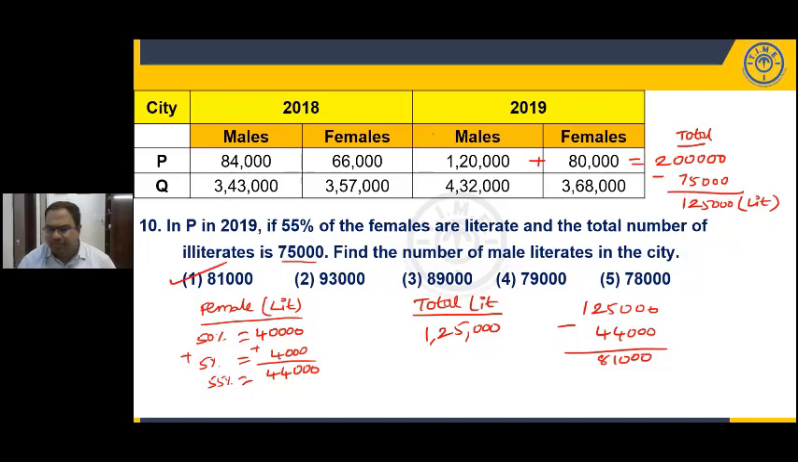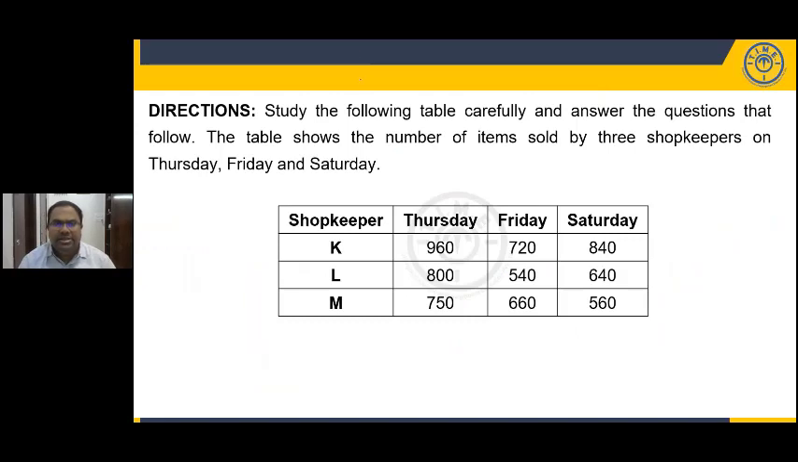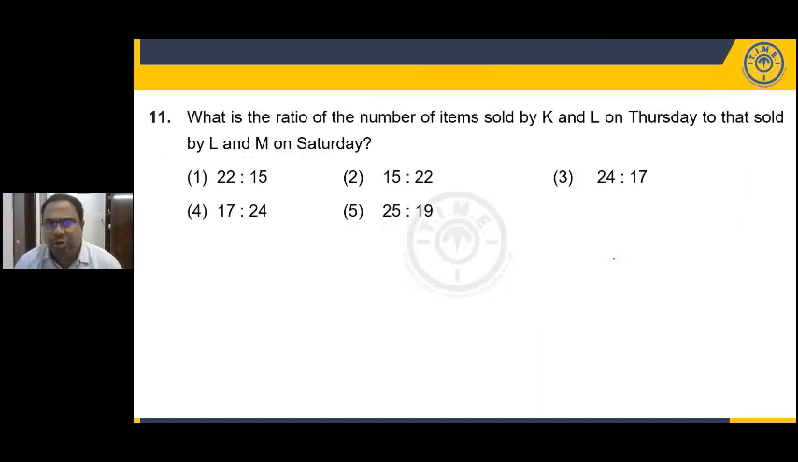11 to 15 is a table. This is RRB clerk. I am not discussing this one. Just take a screenshot. 2021 prelim. It is very easy. You can try. I'll show you the questions. You can take a screenshot. Start taking screenshot. This is only data. Very simple table. Based on this, your questions.